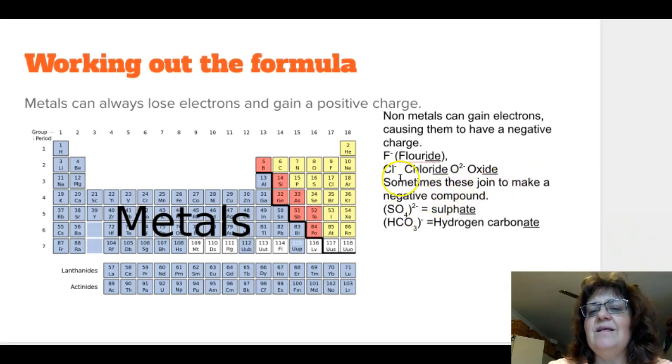Sometimes some of them join together to make a negative compound ion. So sulfur and oxygen can join together to make sulfate. Hydrogen, carbon, and oxygen can join together to make hydrogen carbonate. And you can see the difference when they've got more than one element making up that negative ion part. We still have the name of the first element, and then we finish it with an "-ate" instead of an "-ide". And you can see I've drawn them with brackets and the charge on the outside. So that tells everybody that that's a little bundle of elements.